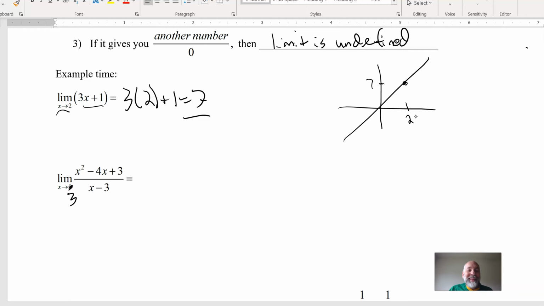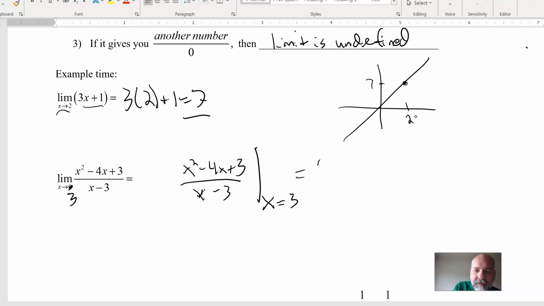So you could plug 3 into this one. The limit as x approaches 3, plug in 3. When you do x squared minus 4x plus 3 over x minus 3, and you substitute in x equals 3, this is how we write that. Take this expression and put that number in, then you get 0 over 0. Indeterminate form, doesn't tell you anything. Okay, so I have to do something.